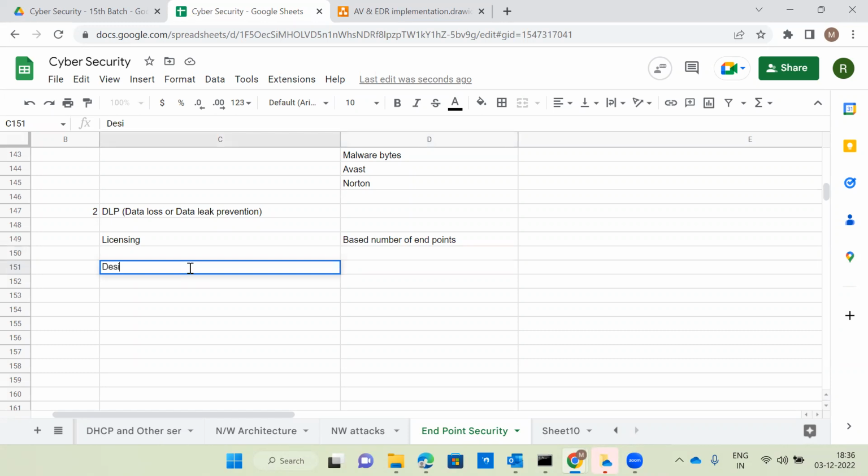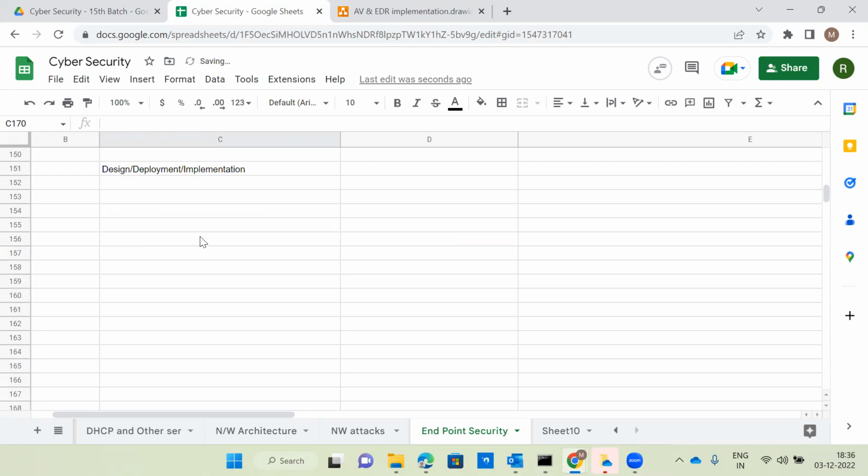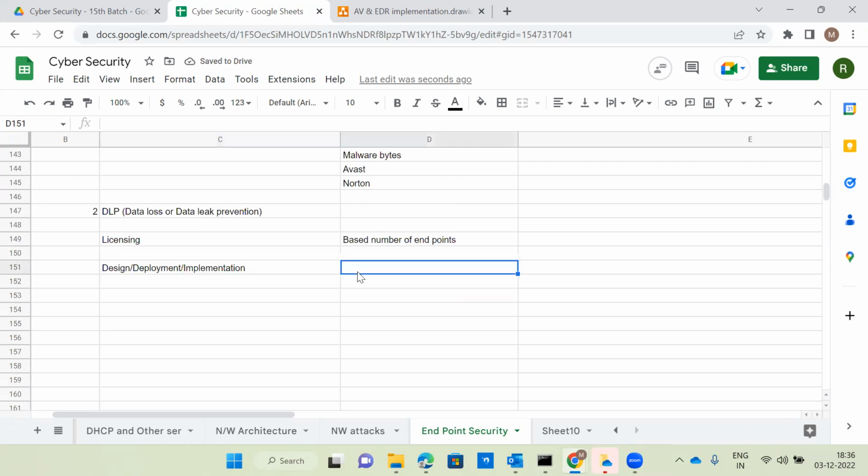Next one is the design or deployment or implementation. How can we deploy a DLP related solution? Basically this is the same as what we discussed as part of antivirus and EDR, nothing but the client and server based approach. Client and server meaning here, we have to install the DLP agent on each and every endpoint, and we have to open the port, and we also have to configure the DLP server. Whenever a data breach happens, this DLP agent will communicate it to the DLP server. Here DLP server.